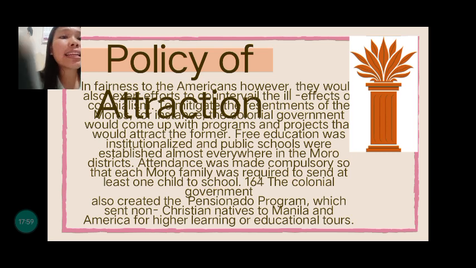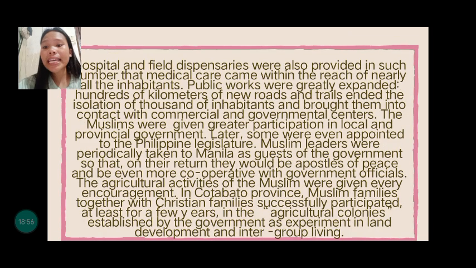Peter Gowing added the following comments on the policy of attraction. So of course, the Americans made a policy of attraction to mitigate the resentments of the Moros, so they implemented it to reduce the anger and resentment of the Moros over the effects of colonialism. They came up with programs and projects that attract the Moros. There was free education given to them in public schools, and they made sure it was compulsory that at least one member of each family would send a student for their education. And there was also another policy of attraction being implemented.